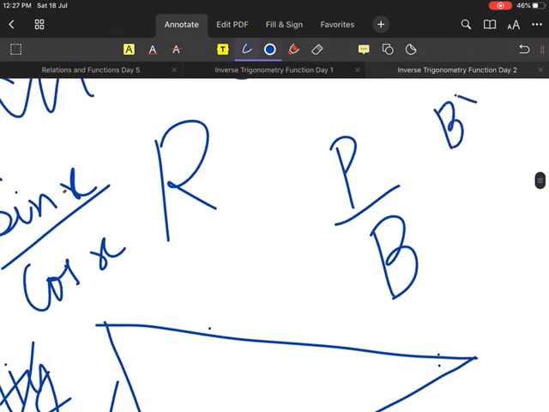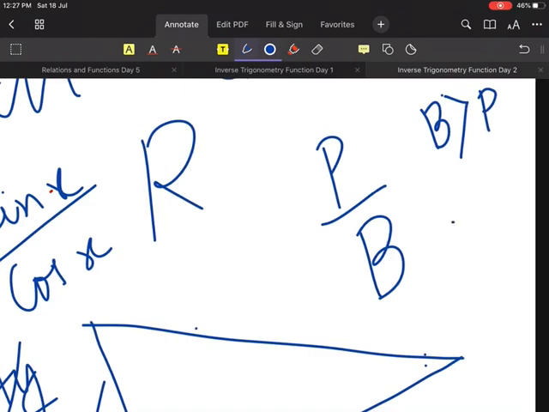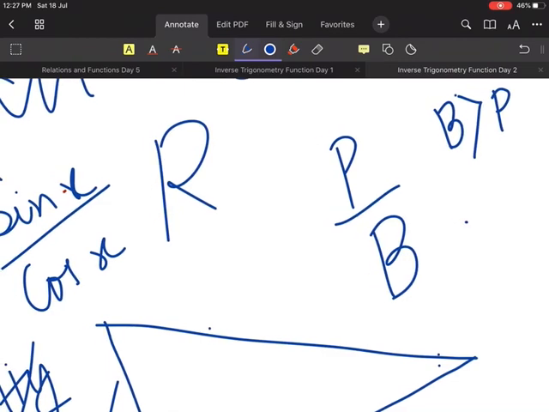Yes, very good. Now, there are three conditions that can happen. If base is greater than perpendicular, what will be the value of tan x? Less than 1. Very good. I am writing tan x as t. It will be less than 1.